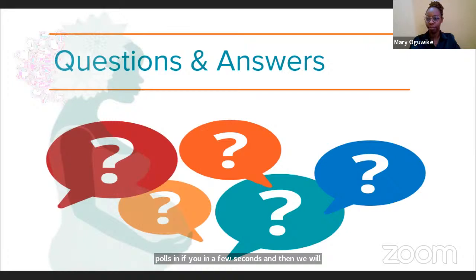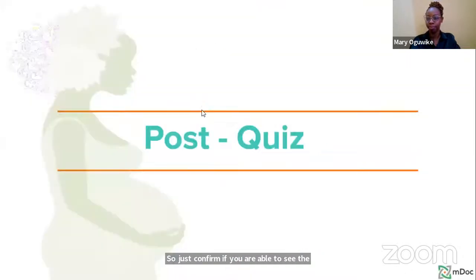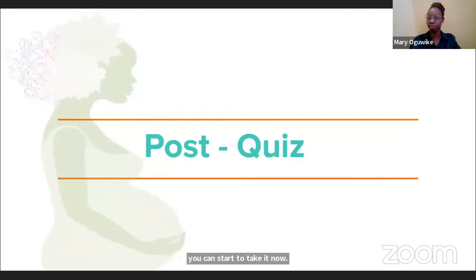So just confirm if you are able to see the poll. Please, you can start to take it now. If you have any technical glitches, please let us know. We'll provide support to you in the chat. If you're using a system or a phone, you can just go straight to the bottom of your screen. You'll see 3 dots, click on it, and then you can access the polls. We encourage everyone to participate in the polls. Just attempt the questions.